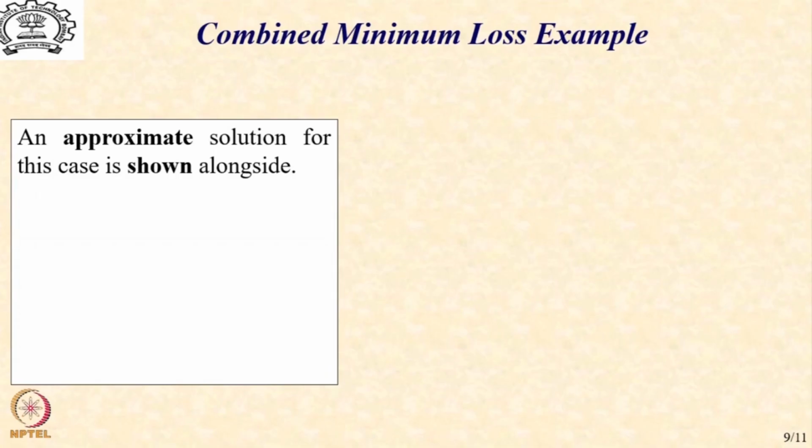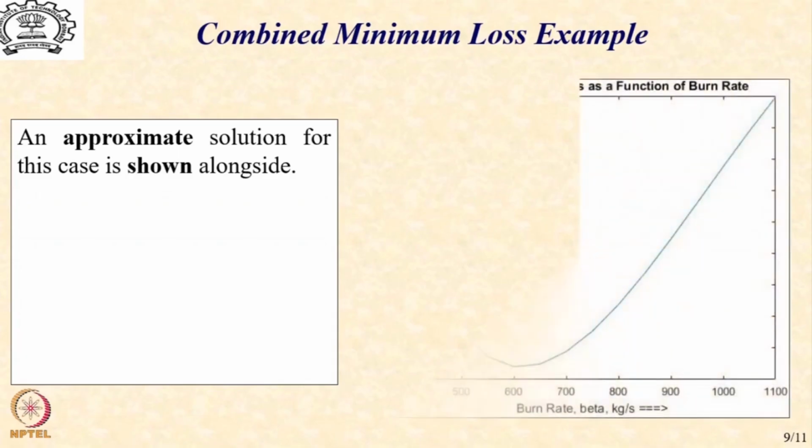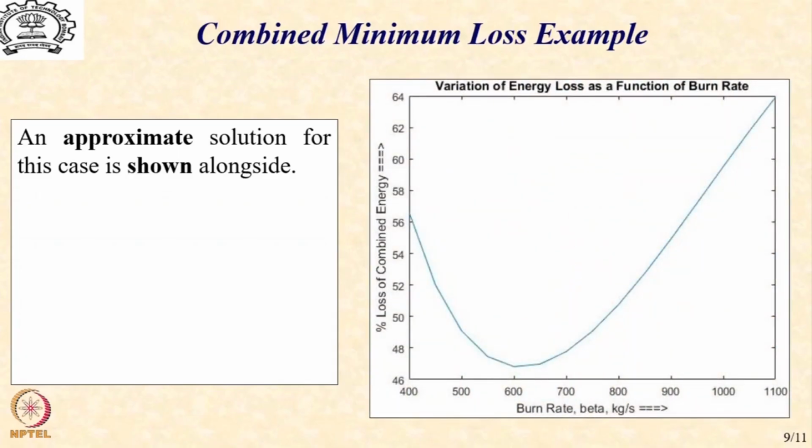I want to show you something on the right hand side, which is the approximate solution, and then I will tell you how this solution has been obtained. This solution is the loss of combined energy as a function of burn rate starting from 400 kg per second to about 1200 kg per second. And you see that this is a classic concave curve, an inverted parabola with its minima lying very close to the 600 kg per second that we have used in our examples earlier, which means the number that we had used was very close to the actual minima that you are going to get.